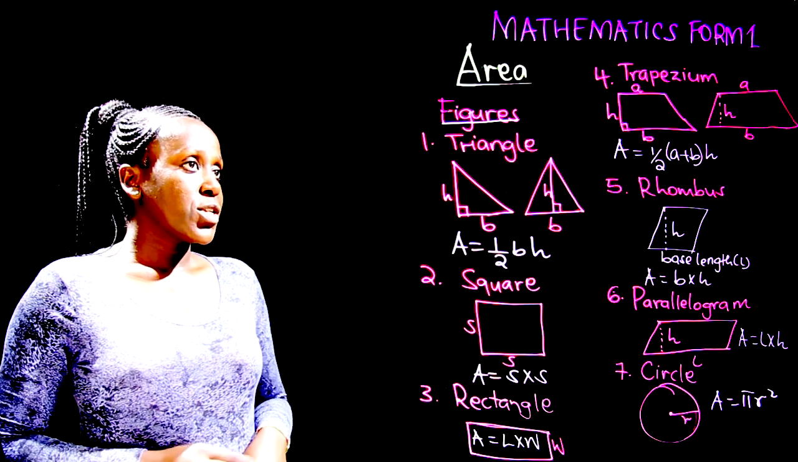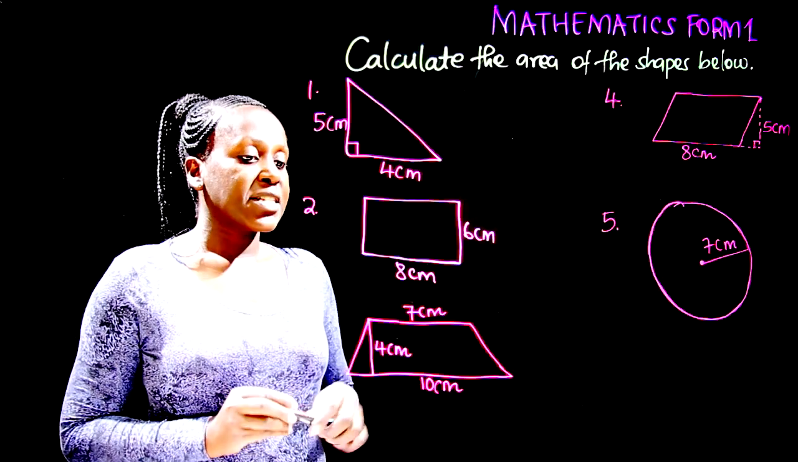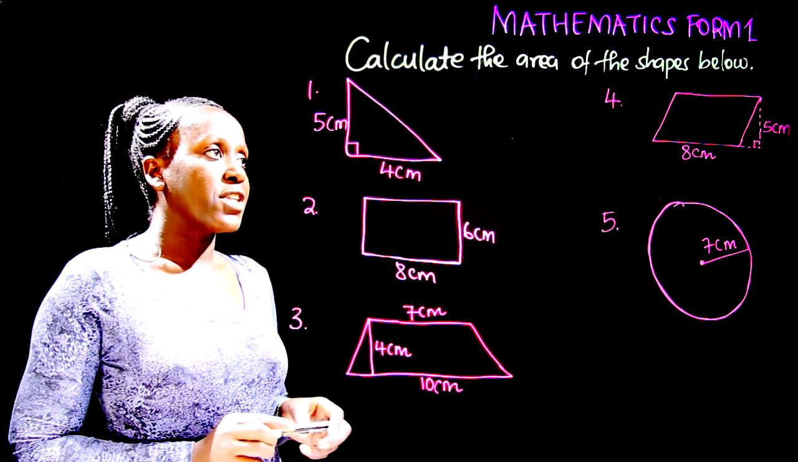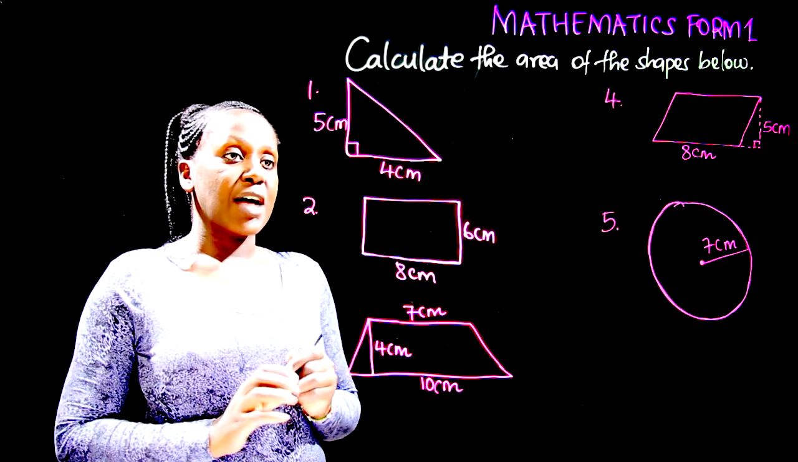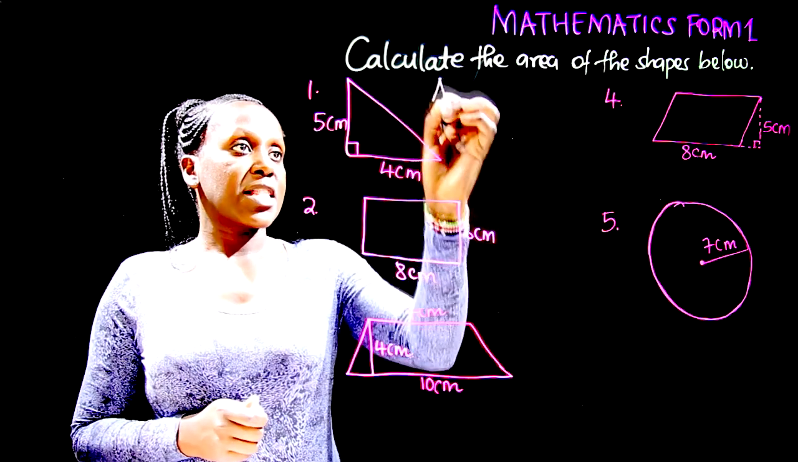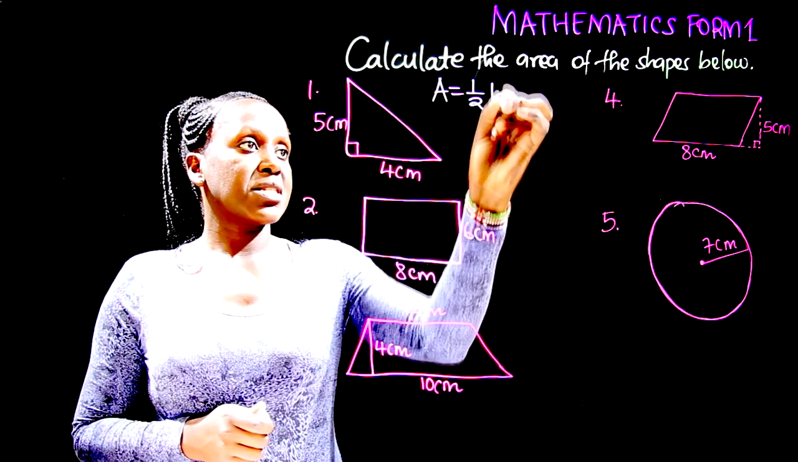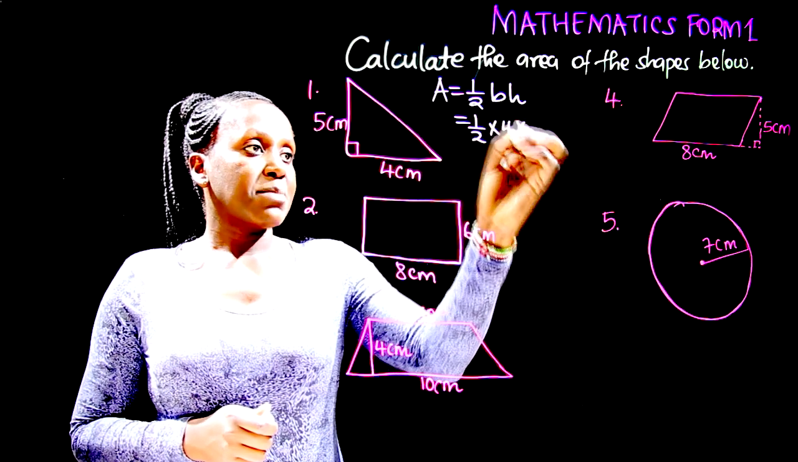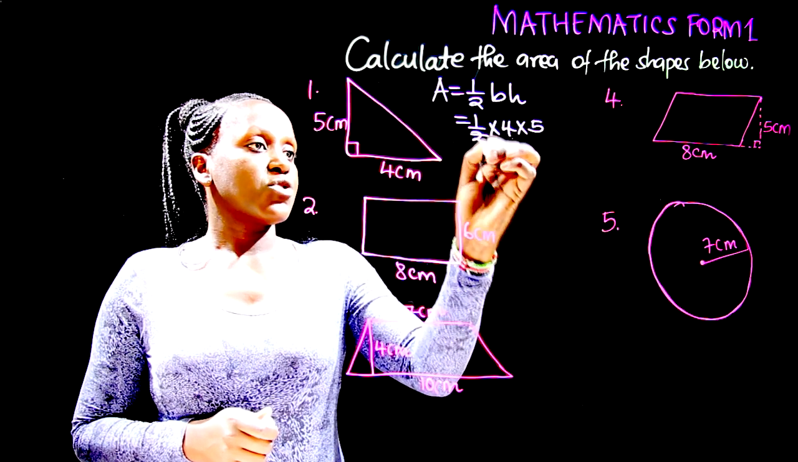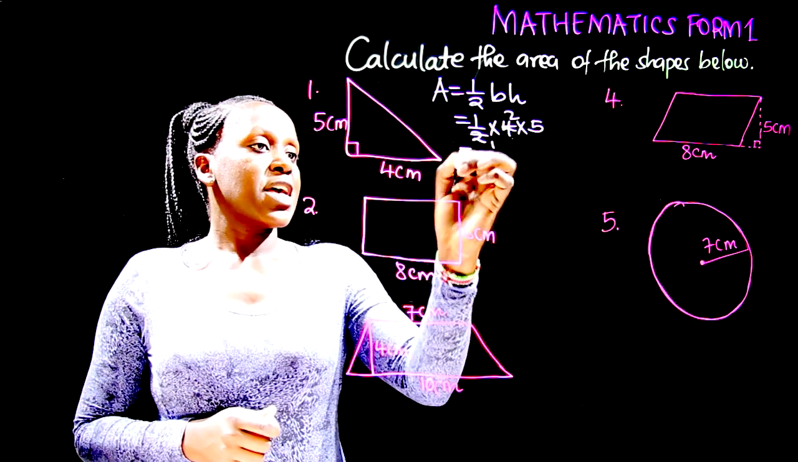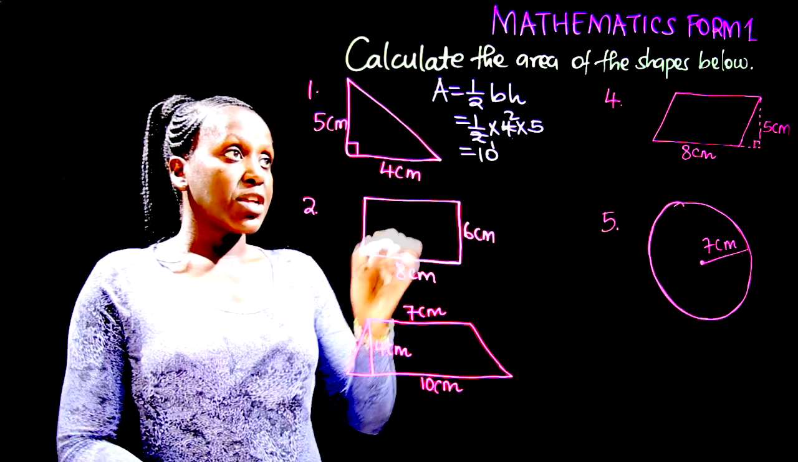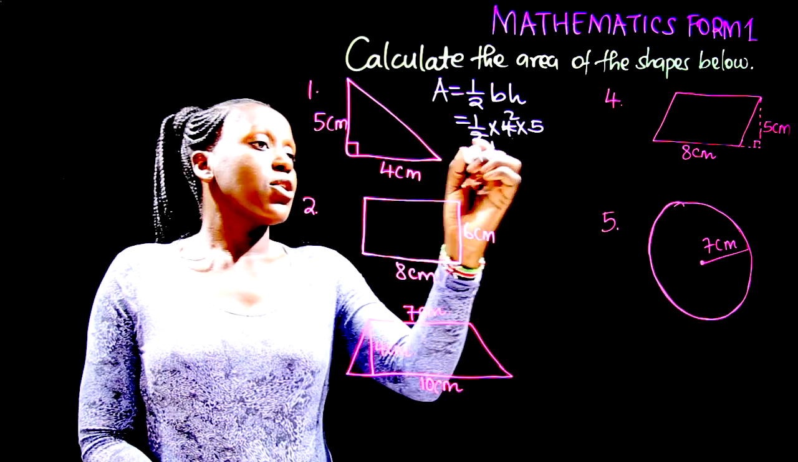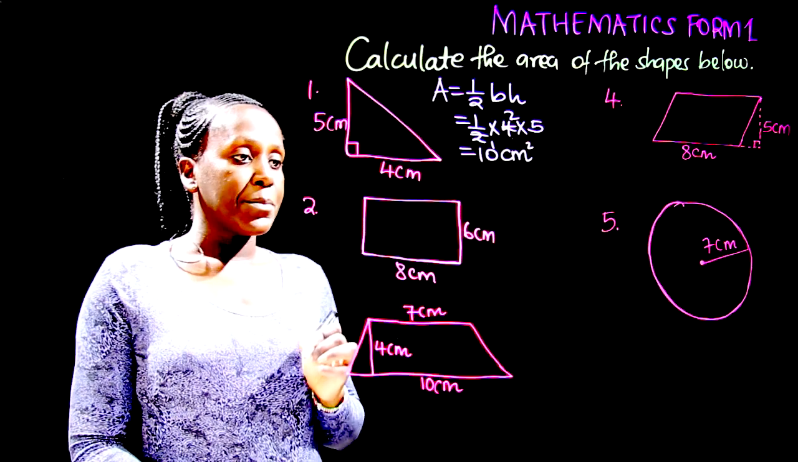So now we're going to do some questions on this. We're going to practice the formulas that we have learned using these questions. Calculate the area of the shapes below. The first one is a triangle. The area of a triangle is equal to a half base times height. So this is a half times the base, which is 4, times the height, which is 5. 4 divided by 2 is 2, and 2 times 5 is equal to 10. Do not forget the units of area. If you are dealing with centimeters, this is centimeters times centimeters, which is equal to centimeters squared.